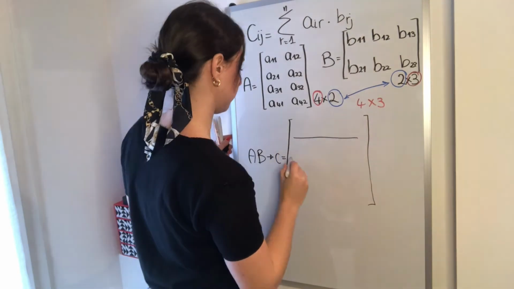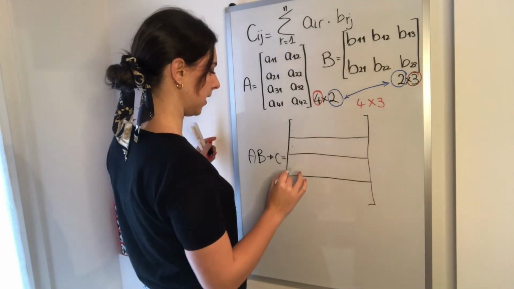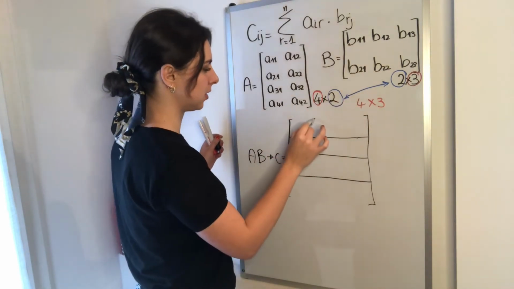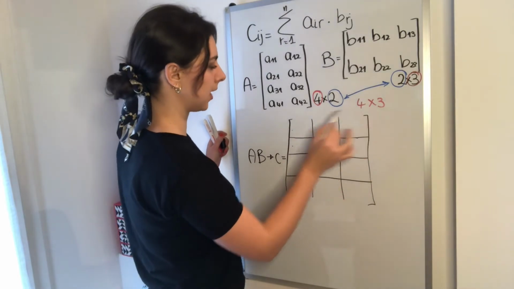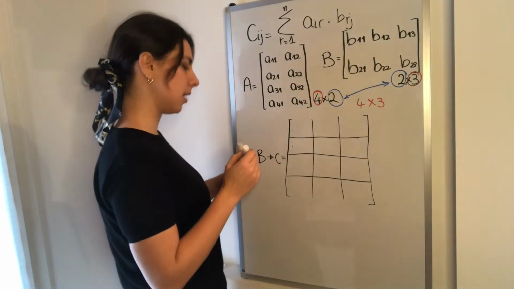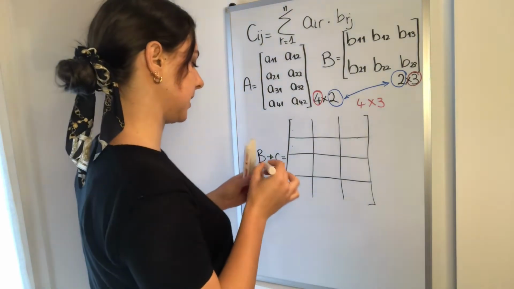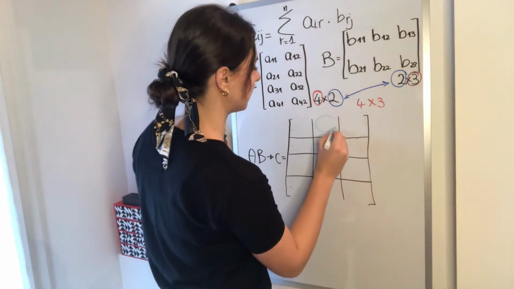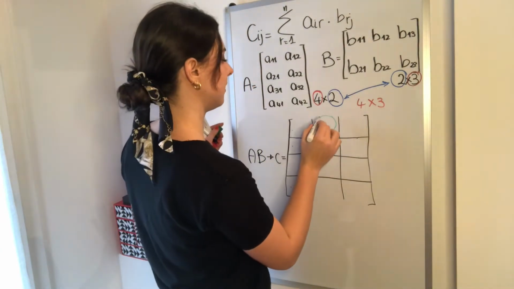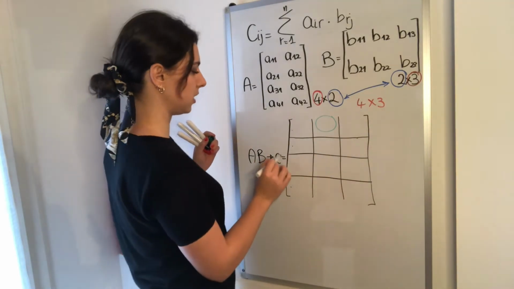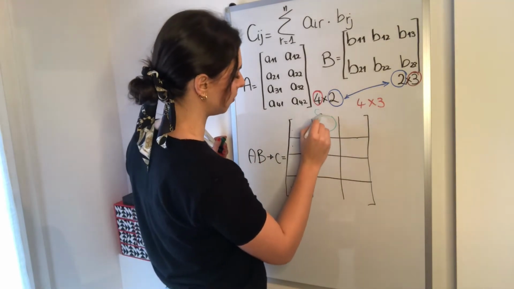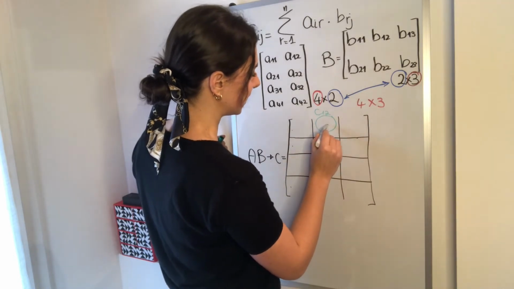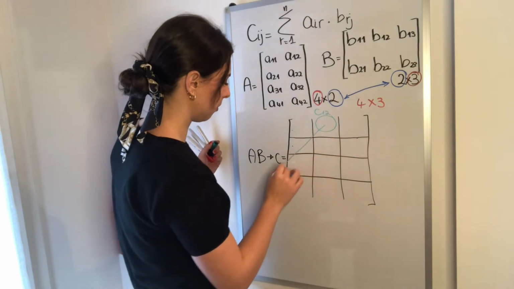do this. 1, 2, 3, 4, because we know that we will have 4 rows and 3 columns. 1, 2, 3. Okay. Now let's take as an example this spot here. This spot will be, for example, C. Let's say C11, and this will be C12.